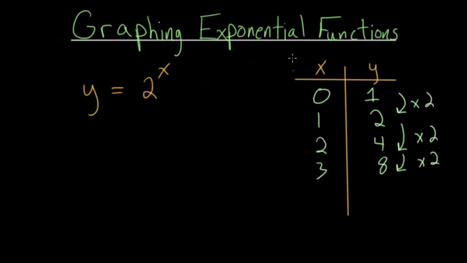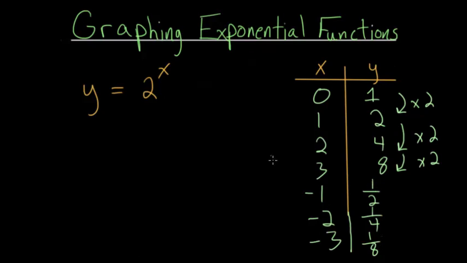And notice we can also evaluate this for negative numbers. So if I put in negative 1, 2 to the minus 1 is just 1 over 2 to the first, or 1/2. If I put in minus 2, I get 2 to the minus 2, which is 1 over 2 squared, or 1/4. And let me extend this. If I put in minus 3, then I have 2 to the minus 3, which is 1 over 2 cubed, or 1/8.